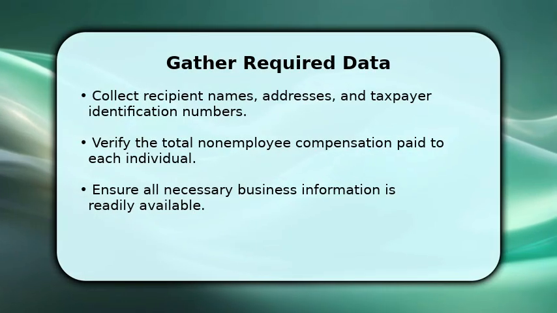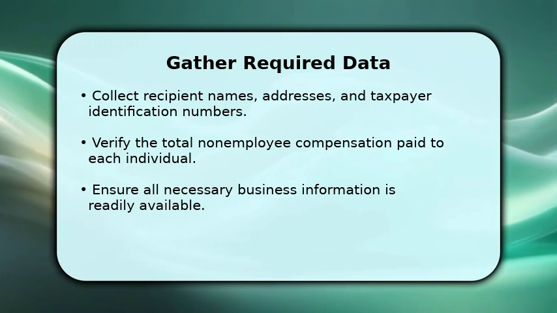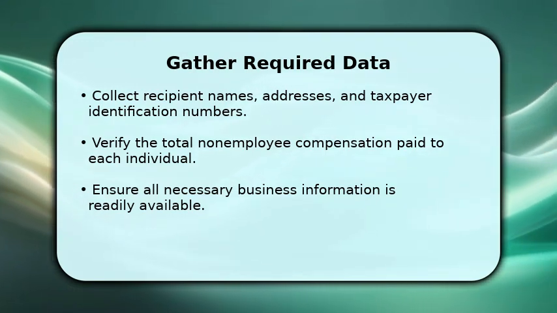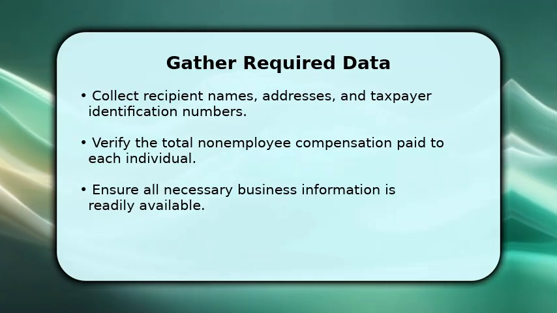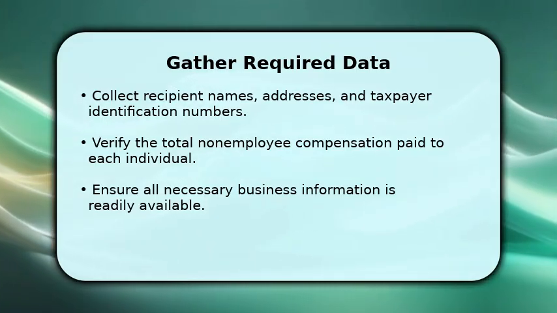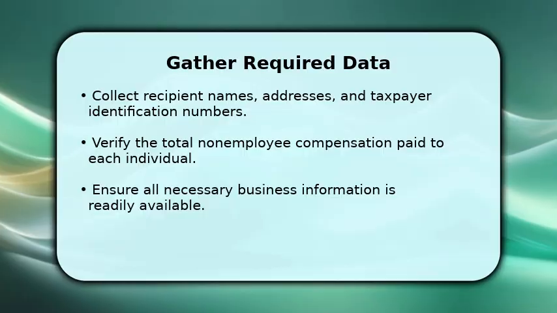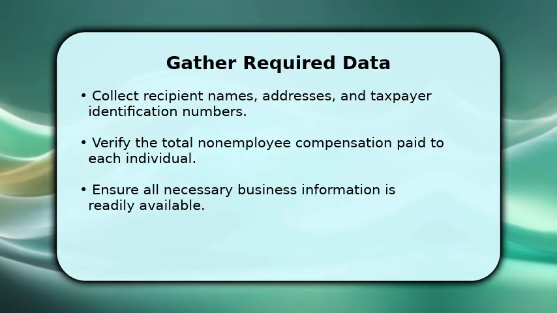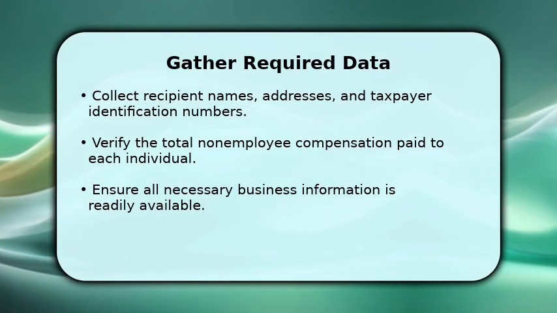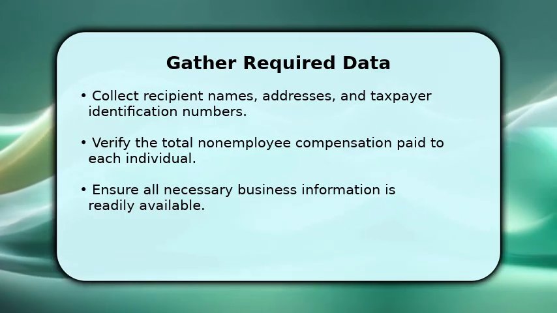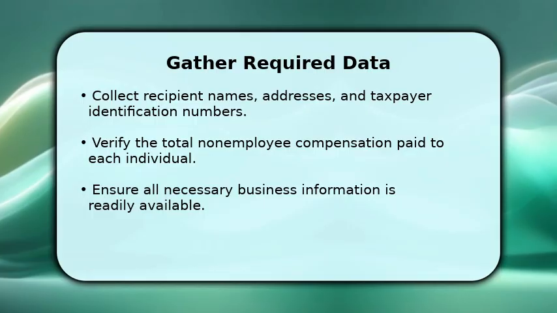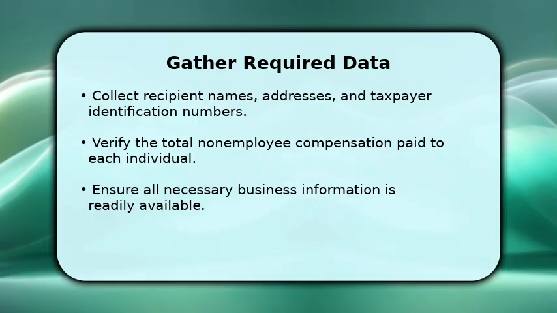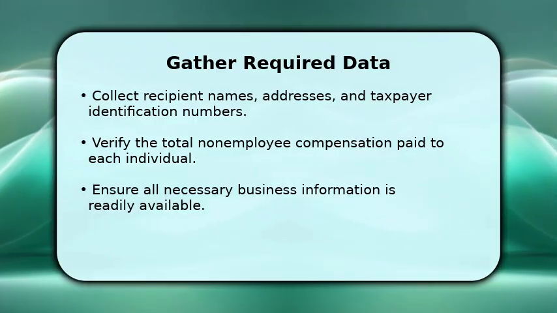Before you begin e-filing, it's crucial to gather all your required information. This includes the full legal name, address, and taxpayer identification number, or TIN, for each recipient. You'll also need the exact total amount of non-employee compensation paid to them. Double-check all your business details, such as your employer identification number, or EIN, to prevent any errors during submission. Accuracy here saves time later.